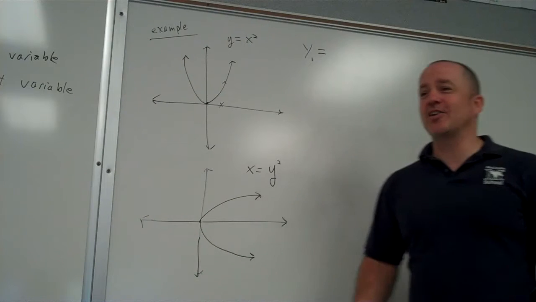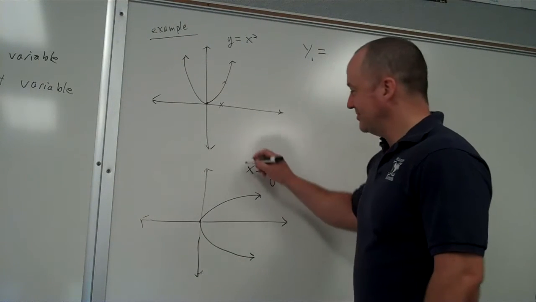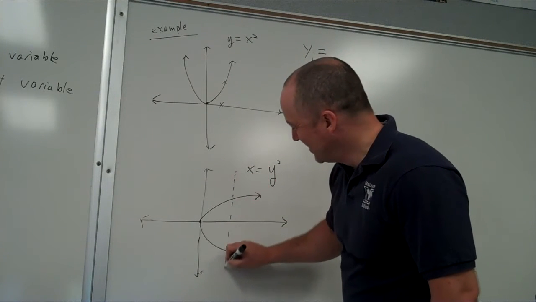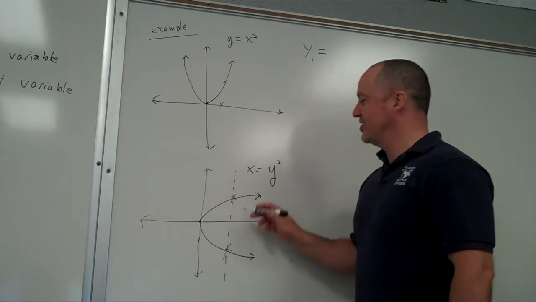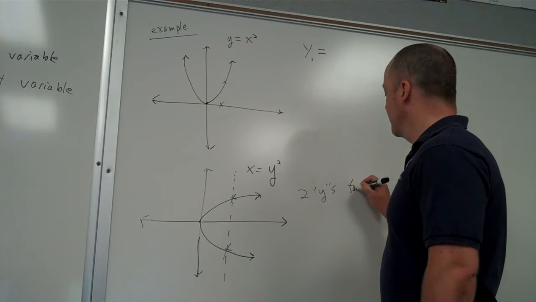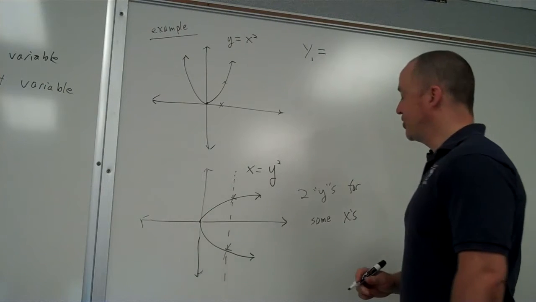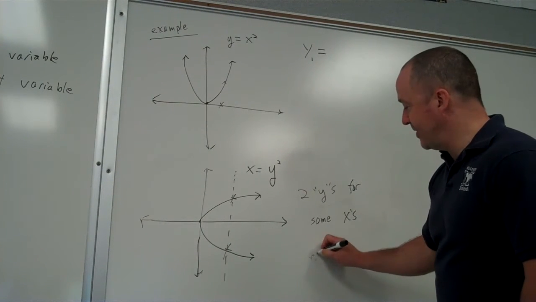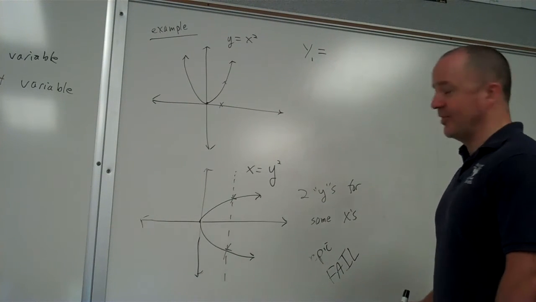Well, if Renee did it sideways, it would have passed the line test. It won't pass the line test. This actually fails the vertical line test. It has 2 y's for some of its x's. It has 2 y's for some x's. It is an epic fail as a function.